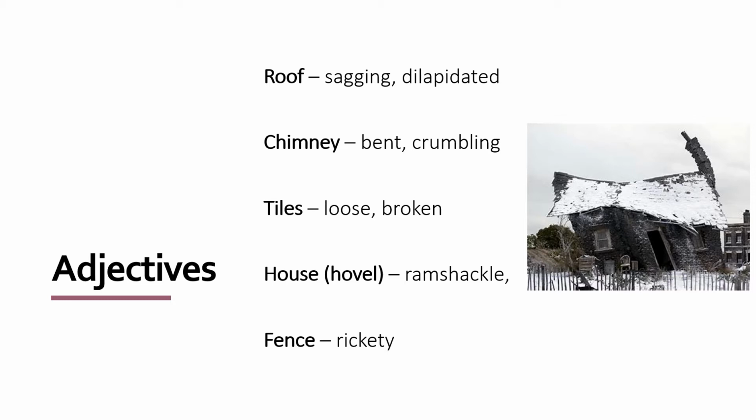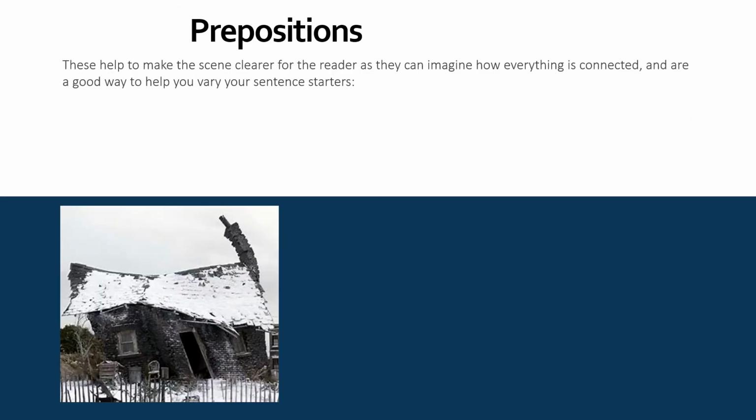And the fence I would describe as rickety because there's panels missing and some of them are leaning to one side rather than standing straight. So now you've had a chance to think about the adjectives that you'd like to describe the different parts of the house. Let's have a think about how we can make that picture even clearer.